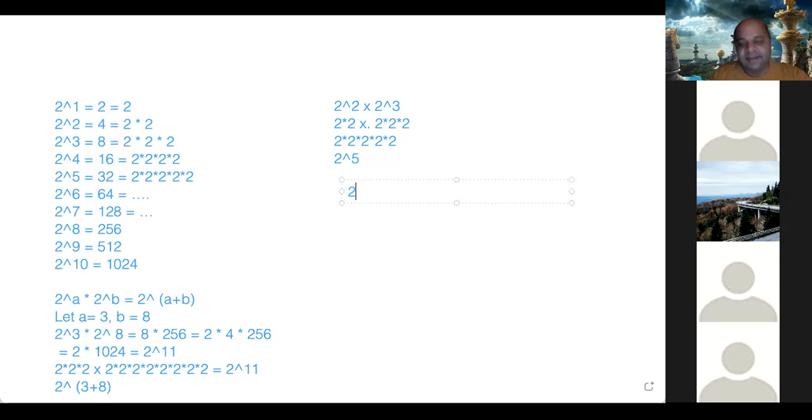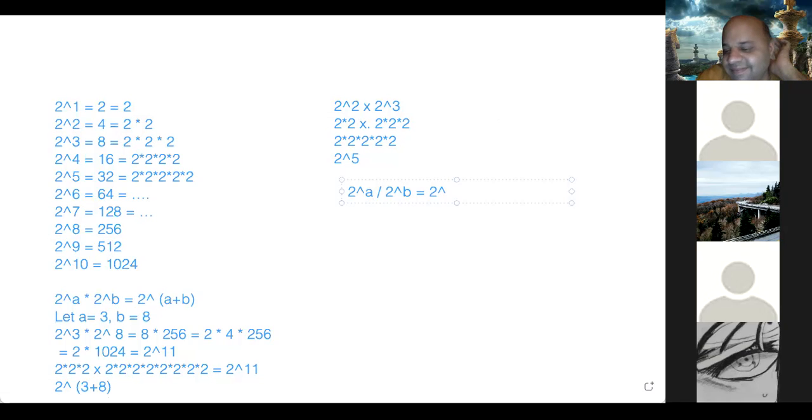So let us take 2 raised to a divided by 2 raised to b. Now just by analogy you might be able to guess what should be the answer. Madhura will know this, but others, can you guess it? What will be the answer? If multiplication becomes a plus b, then division becomes minus. Correct. A minus b it becomes. This is the law.